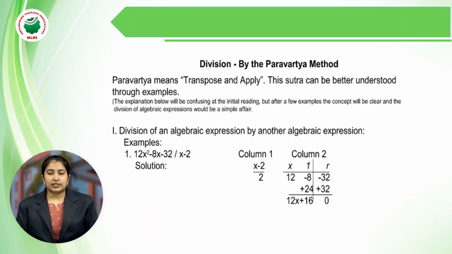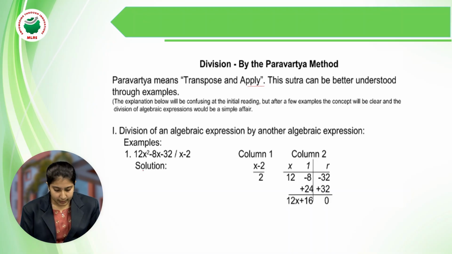So here we have division by the Paravartya method. This is the first type of method which we have in Vedic mathematics. Paravartya means transpose and apply. In mathematics, as we all know, we apply the transpose of a matrix, that is, we just write the row as column. Here also we just try to transpose the division.